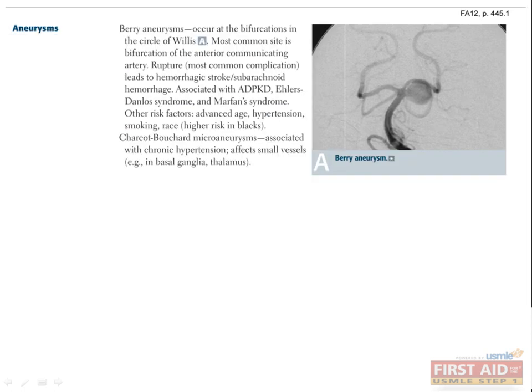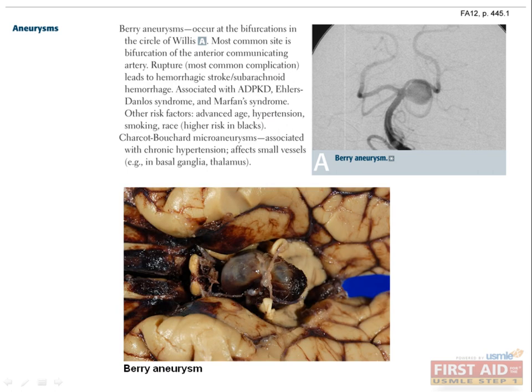As we just mentioned, berry aneurysms are very common at the Circle of Willis. You can see them in these two different images. Here, radiographically, and here on gross pathology, you see a massive aneurysm underlying the very delicate vessels that compose the Circle of Willis. About 30% of berry aneurysms occur at the anterior communicating artery. About 25% are at the PCOM, and 20% are from the ACA.